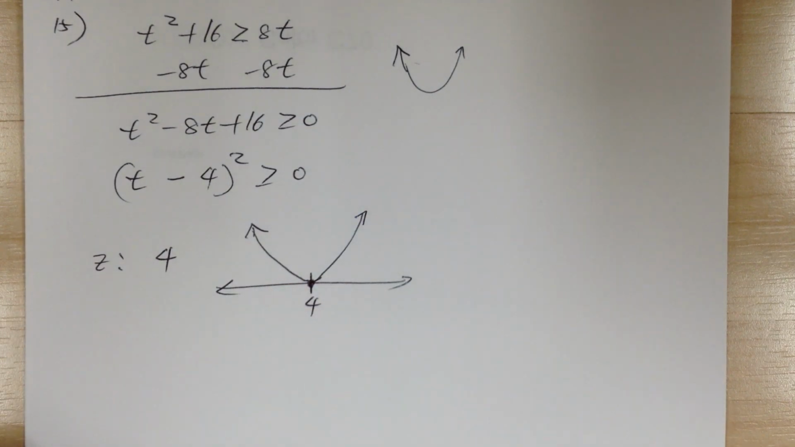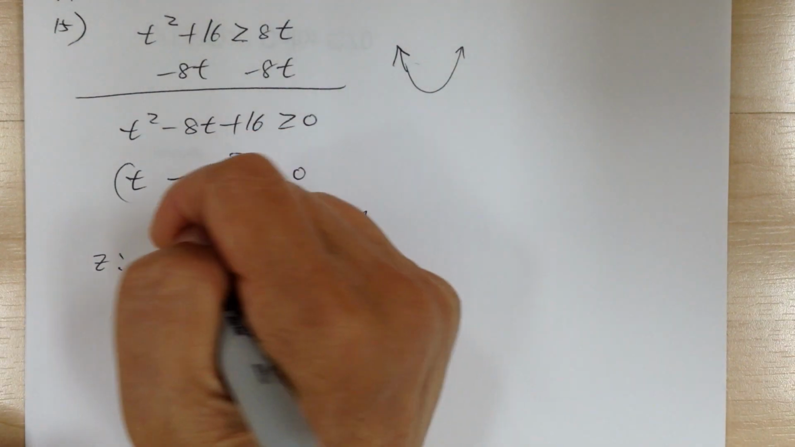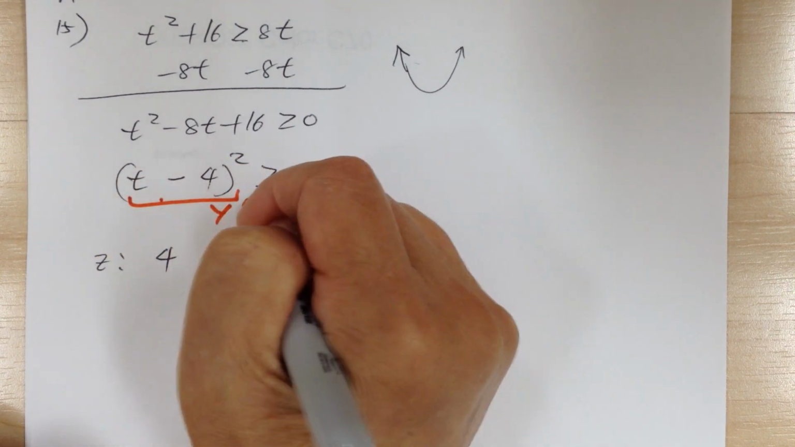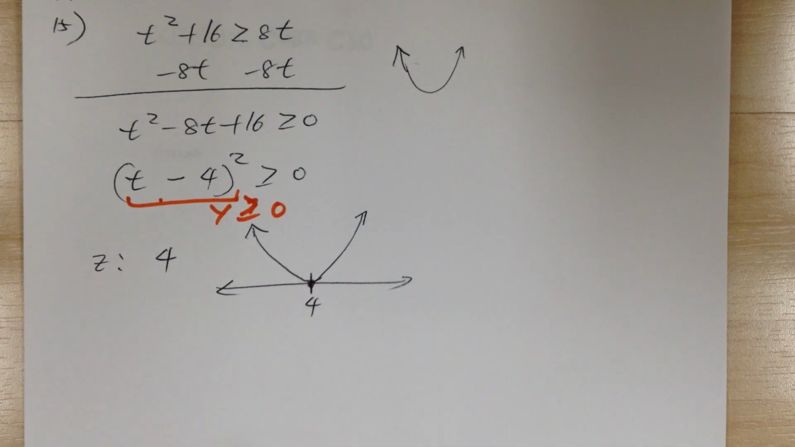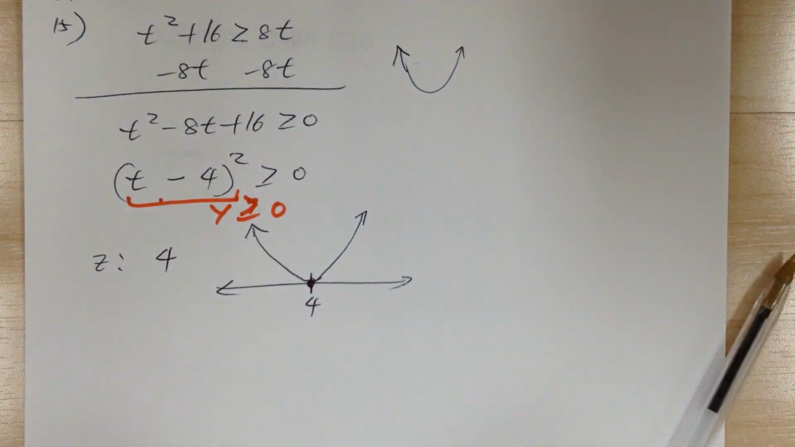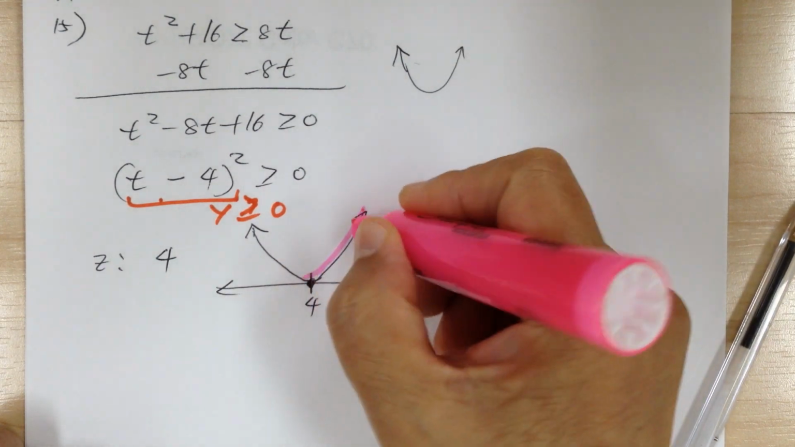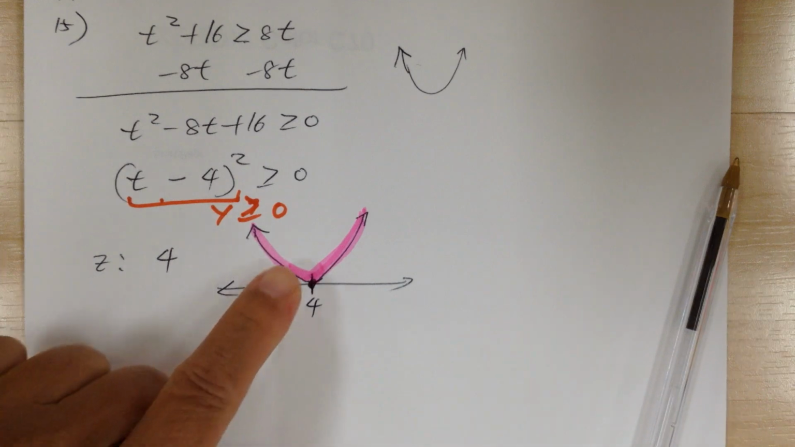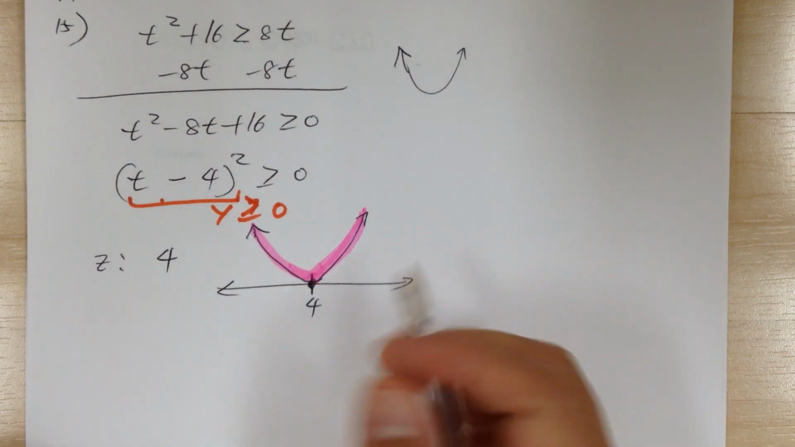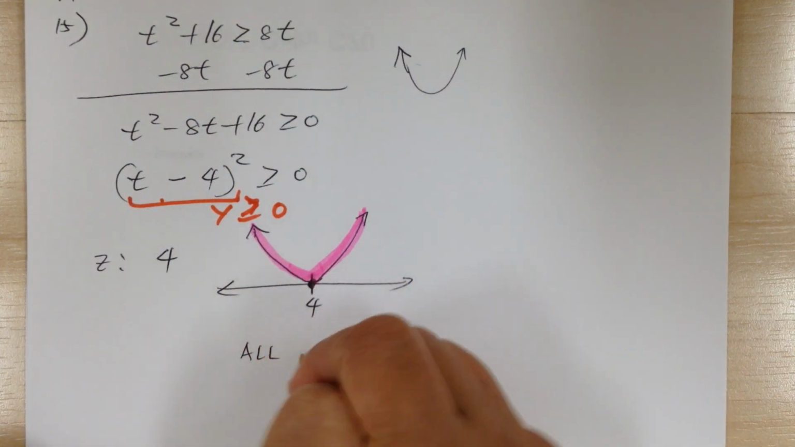Now we have to look at this over here. So again, we're going to get y greater than or equal to 0, so anything above. And you have to watch out, this is a closed circle. So you're going to get this and this over here. In this case, you got everything, the whole thing. So the answer would be all real numbers.